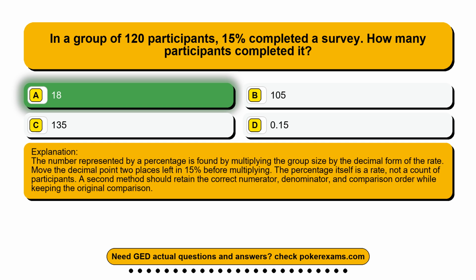The number represented by a percentage is found by multiplying the group size by the decimal form of the rate. Move the decimal point 2 places left in 15% before multiplying. The percentage itself is a rate, not a count of participants. A second method should retain the correct numerator, denominator, and comparison order while keeping the original comparison.